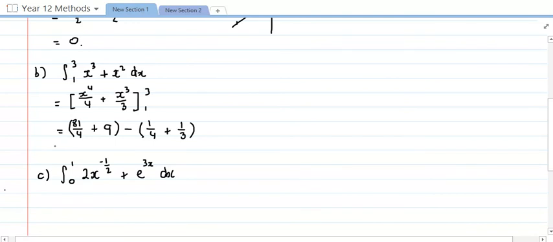And that can really be simplified. So I've got 81 over 4 minus 1 over 4, which is 80 over 4. So that's going to be 20. I've still got plus 9. And I'm going to have minus 1/3. So I think I have to finish this in the next video.